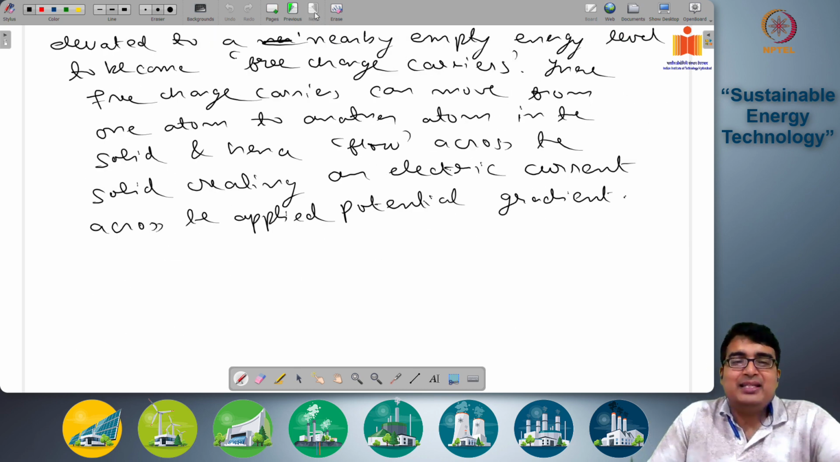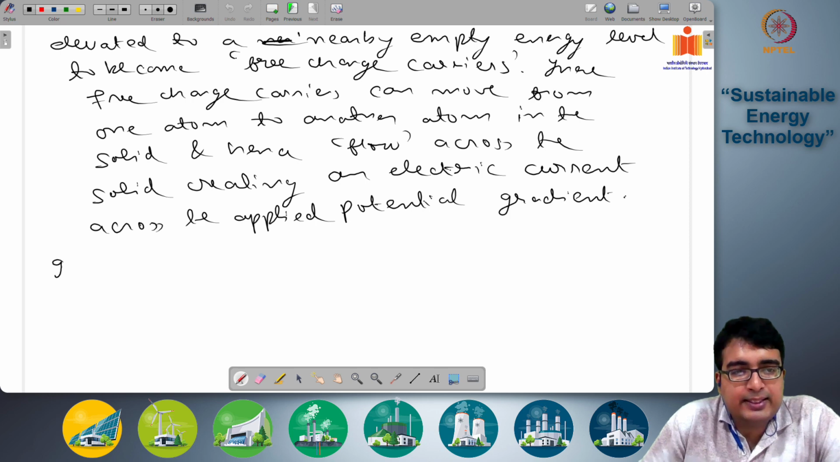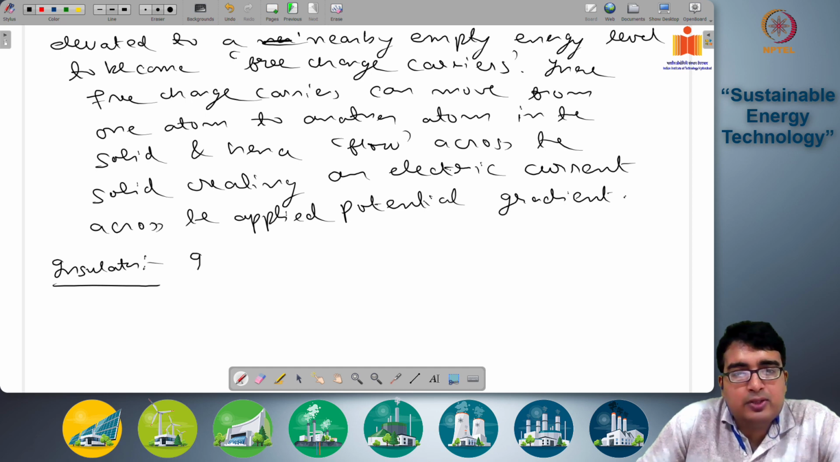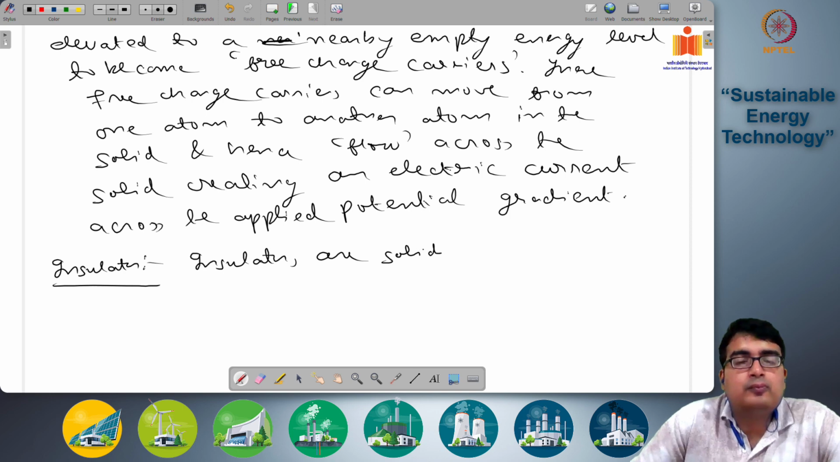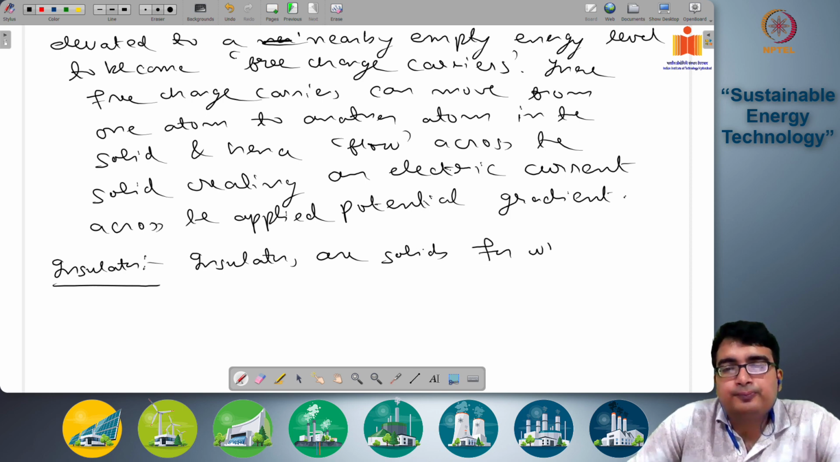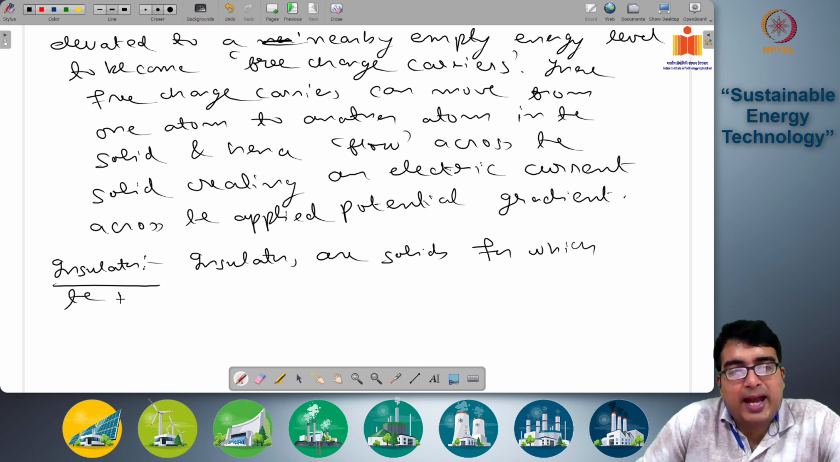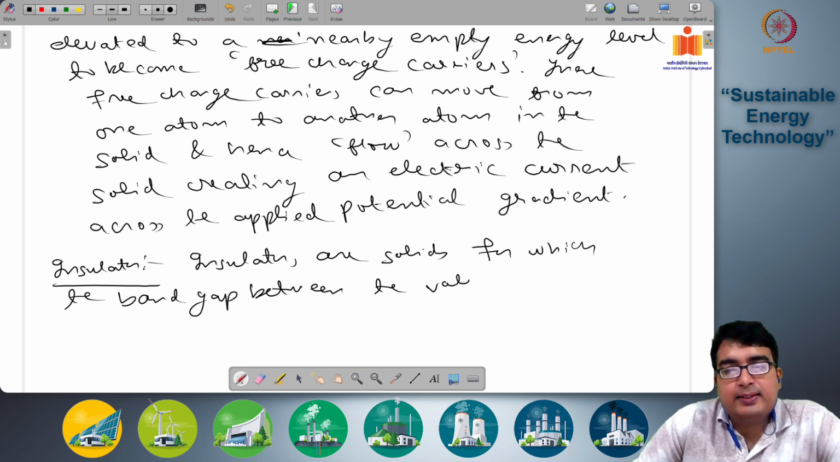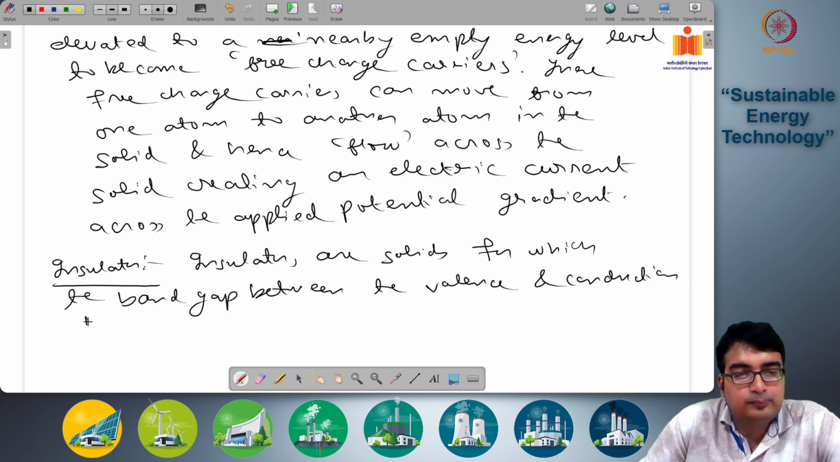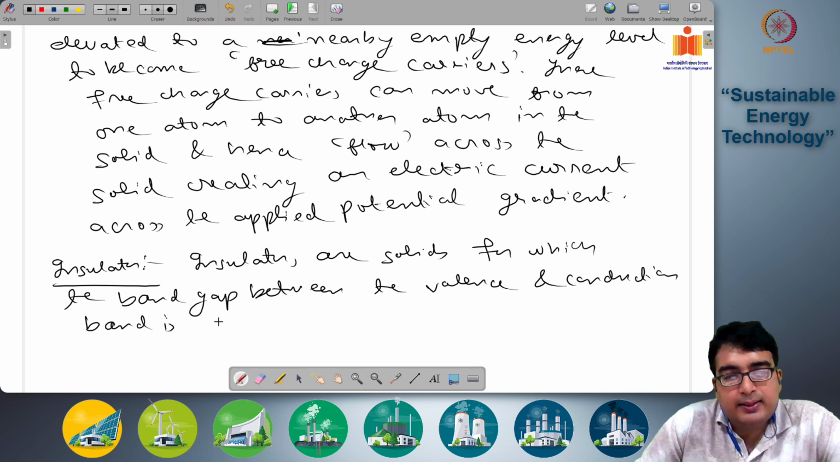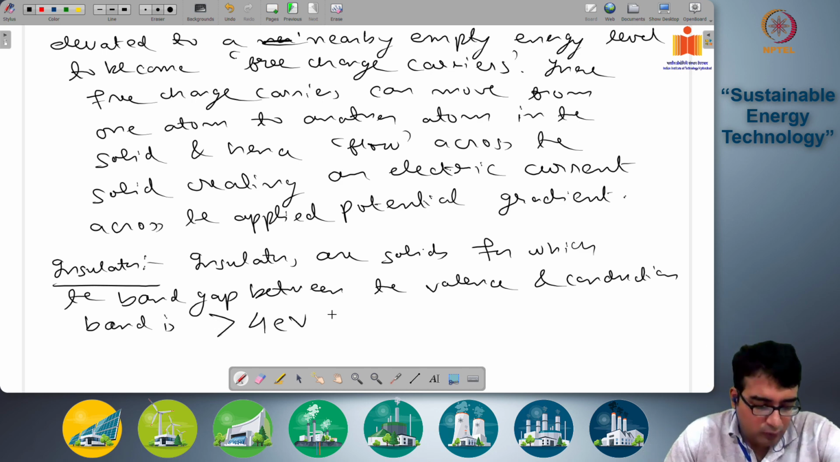So then what is an insulator? So let us discuss an insulator next. Insulators are solids for which the band gap between the valence and conduction band is greater than 4 electron volts.